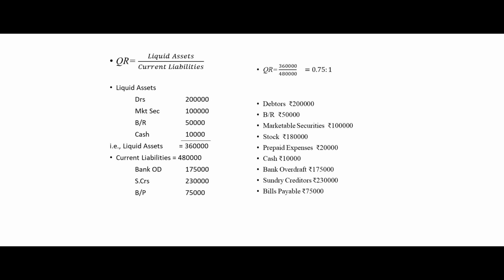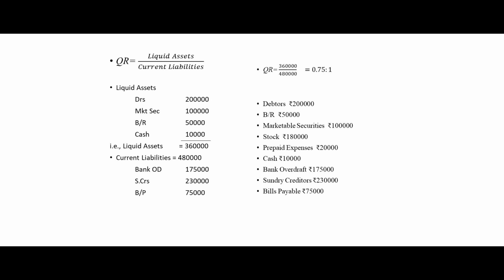Here we are calculating the quick ratio by using the formula quick assets or liquid assets divided by current liabilities. Here we get the value of liquid assets as rupees 3,60,000 and the value of current liabilities as rupees 4,80,000. Therefore, the value of quick ratio equals 0.75:1. You can compare this actual quick ratio with the standard.